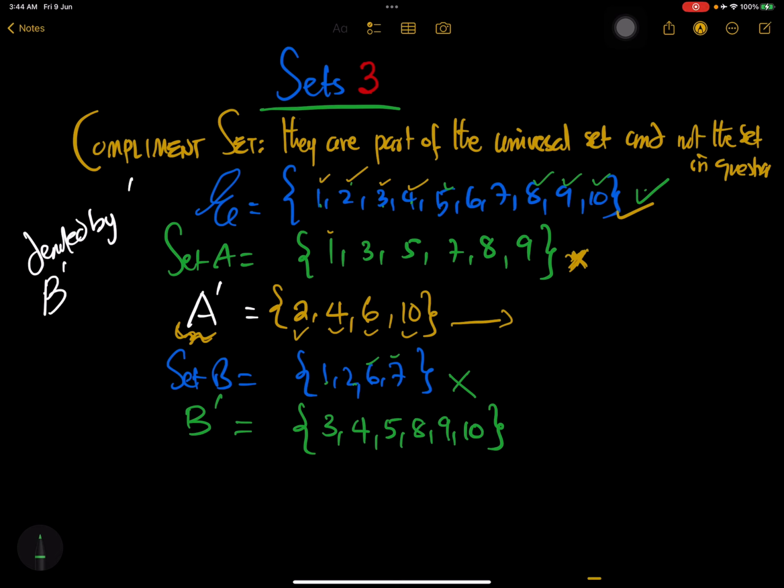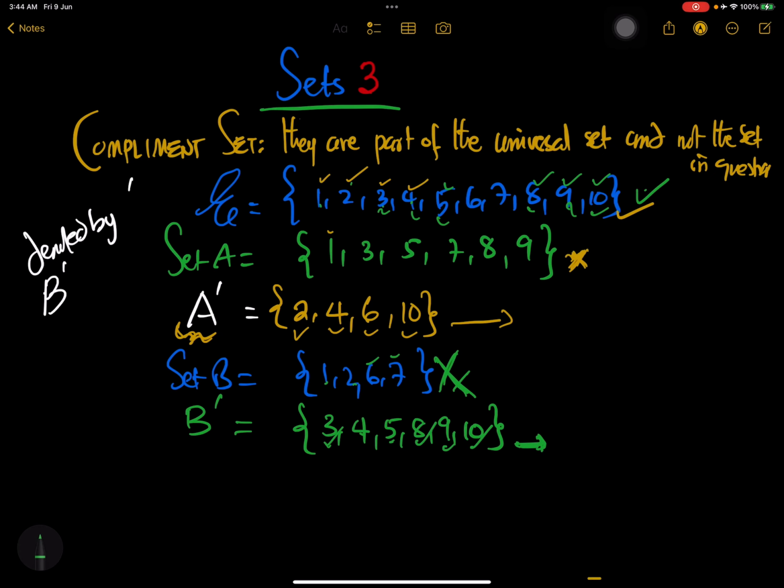So you can see that the complement of this set contains members that are part of the universal set. You can see 3 is here, 4 is here, 5 is there, 8 is here, 9 is there, and then 10 is there. So the complement of B are members that are already in the universal set, but they are not part of the set B. They are not in set B. I hope this clarifies the complement of a set.